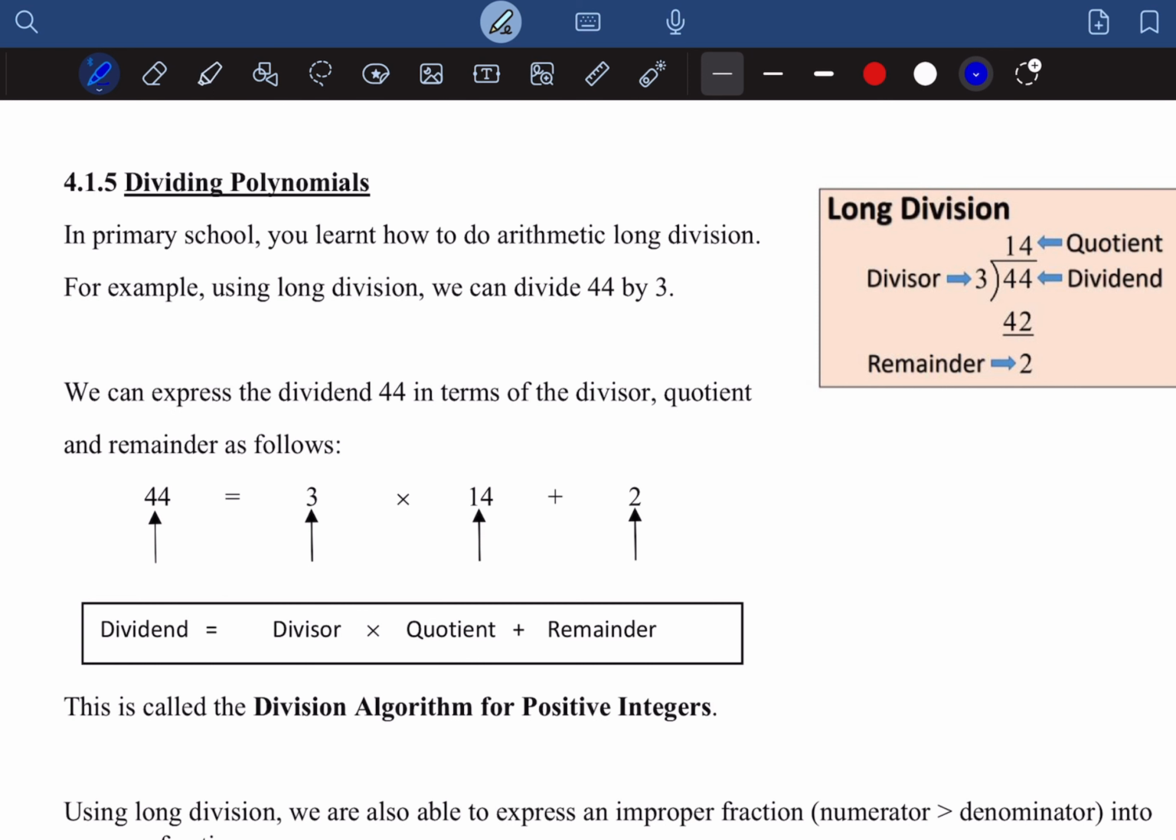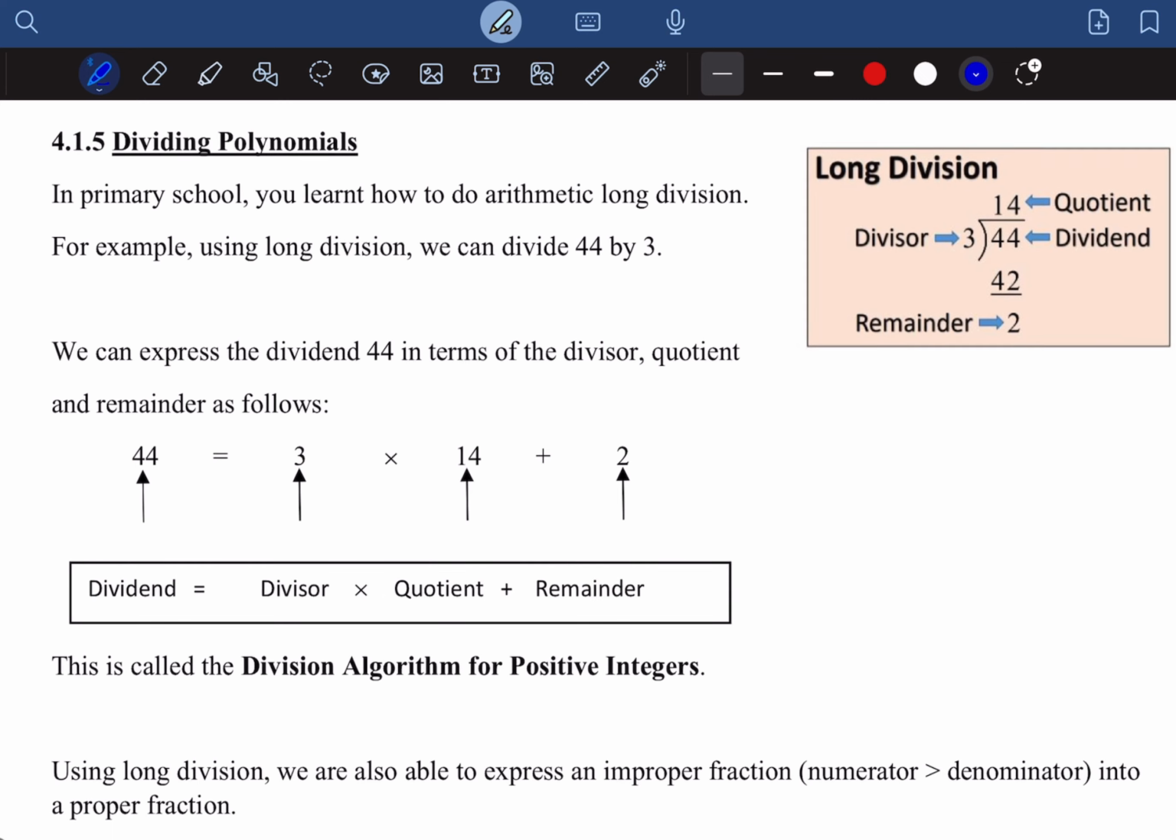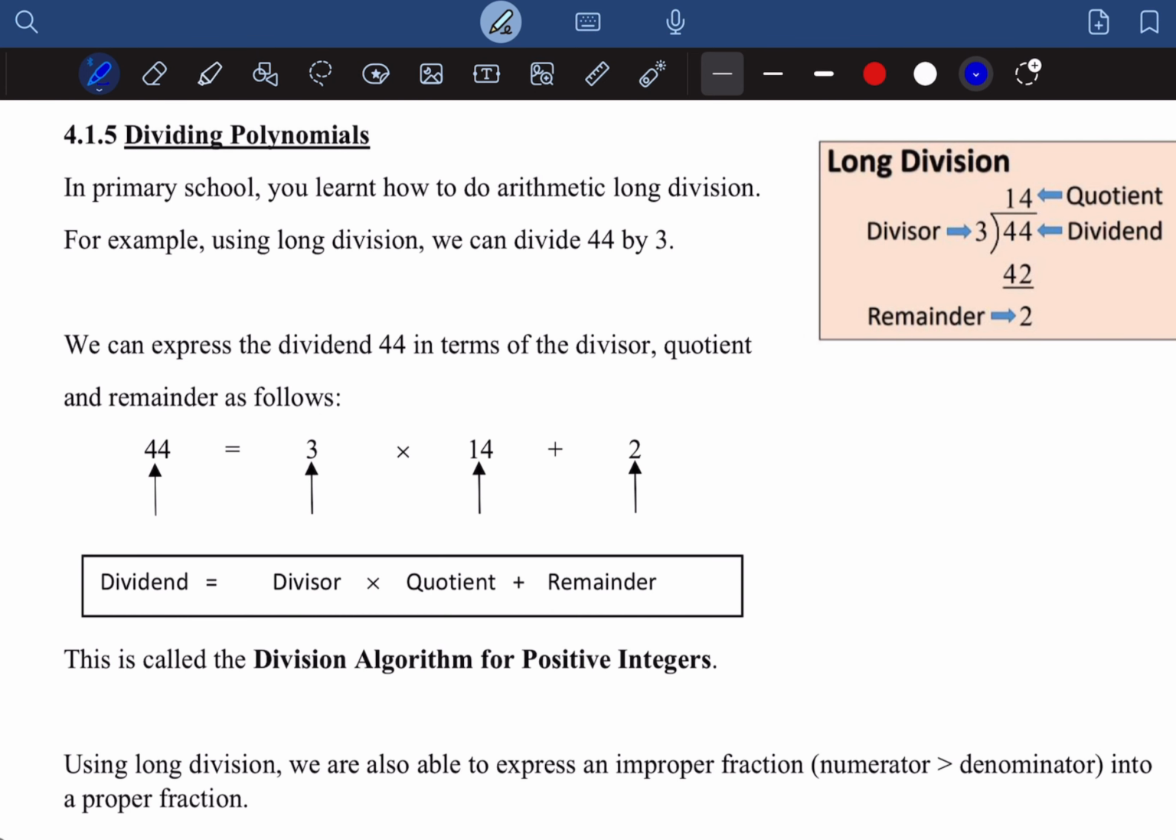The key thing for this part is this concept here: dividend equals divisor times quotient plus remainder. It will be used in the subsequent topic on the remainder and factor theorem, and this is called the division algorithm for positive integers.